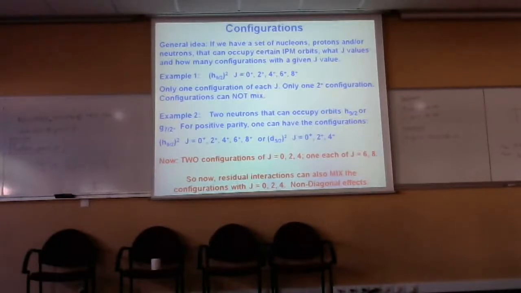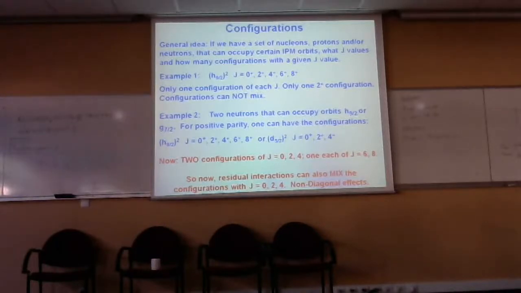Let's take another example. 2 neutrons that we allow to occupy either... Oh, I'm sorry. I edited this part later and forgot to change that. I'll do that before we put it up. h9/2 or d5/2. Okay, this should be d5/2.